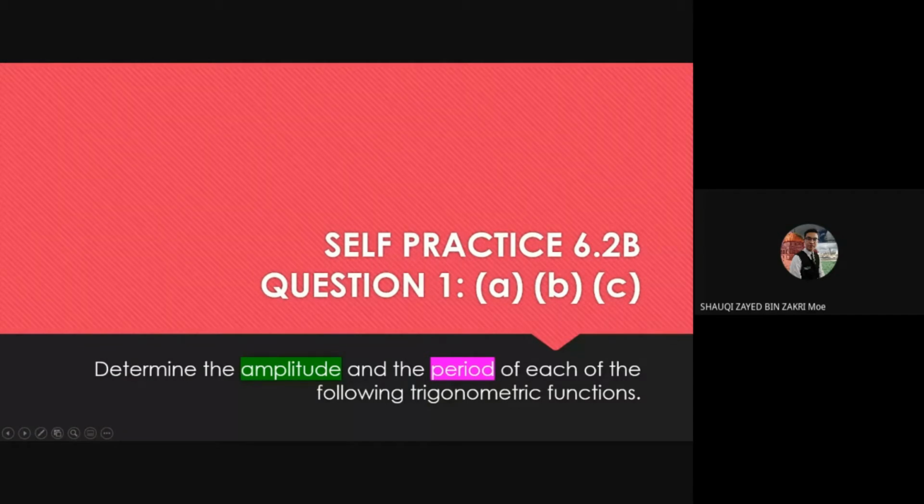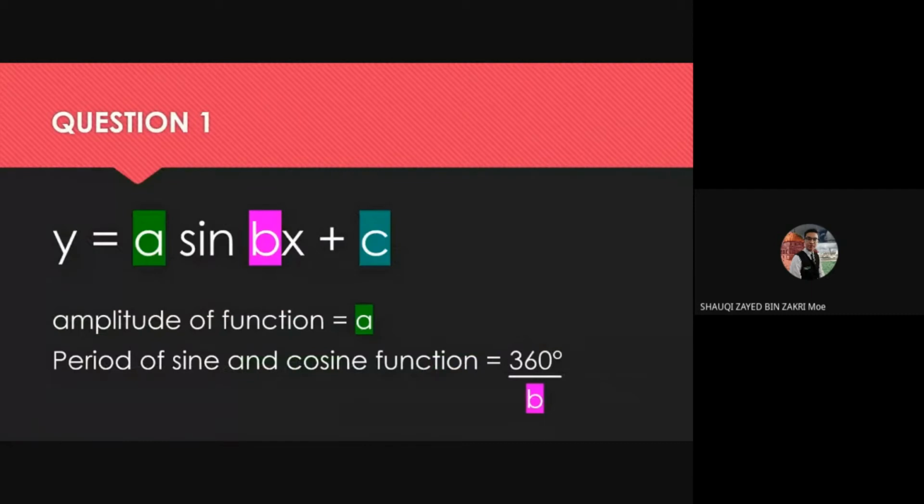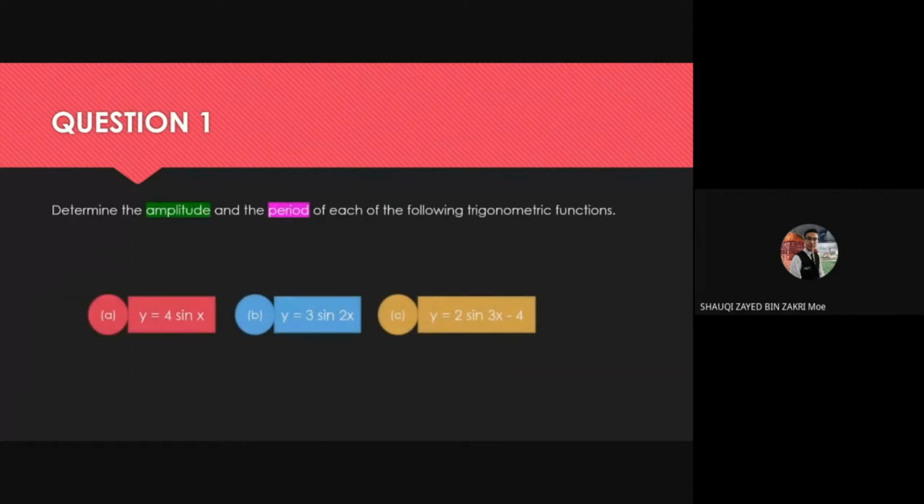All right. So before we go into the question, let us revise a bit about the general formula of the trigonometric function. A represents the amplitude for the trigonometric function of sine and cosine. Then B will help to find the period of sine and cosine of the function, which for sine is 360 degree over B. So I've highlighted here, and then these are the questions. Okay, A, B, and C.